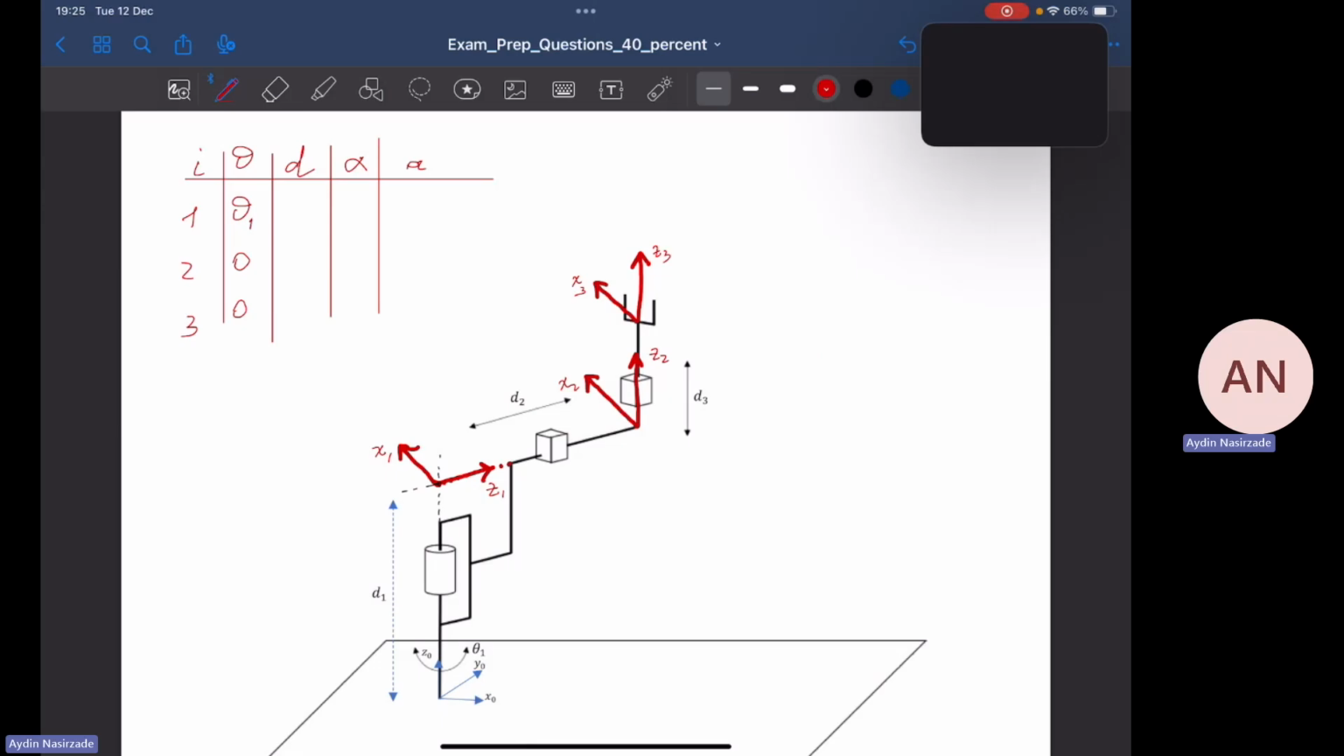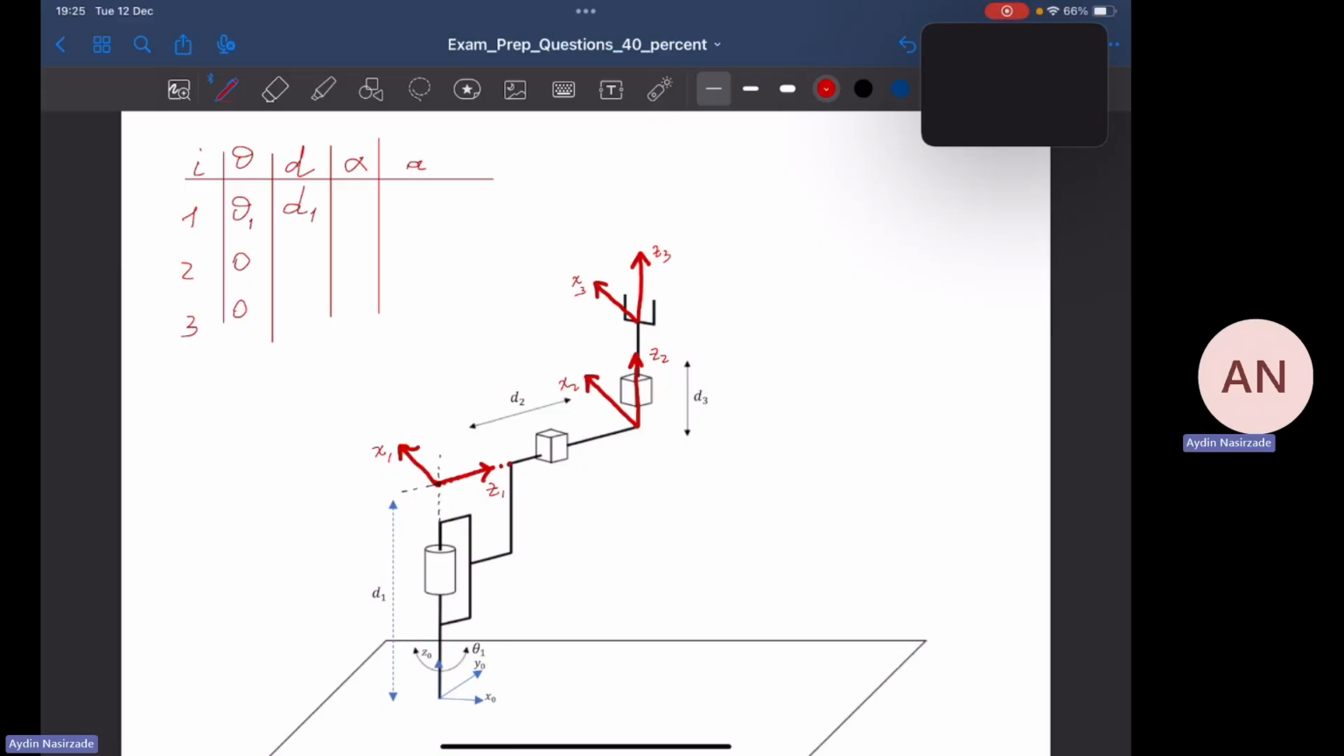Okay, now let's move on to the D parameters. D1: the question for D1 is, along the z0 axis, in this direction, how much do I have to translate the origin of frame 0 so that it can align with the origin of frame 1? As you can see, we have to move this origin by D1 distance, so that it can come up here. That's it. The answer is D1.